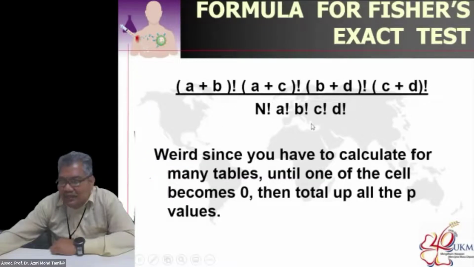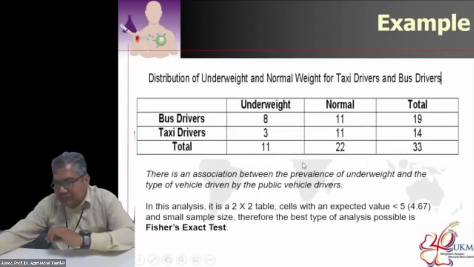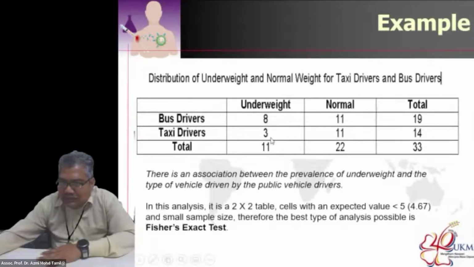Why do I say it is horrible? Because if you do it manually, you have to know factorials. This is the formula using factorials. And you have to generate the extreme tables. There are many extreme tables that you have to generate by hand until this value becomes 0.